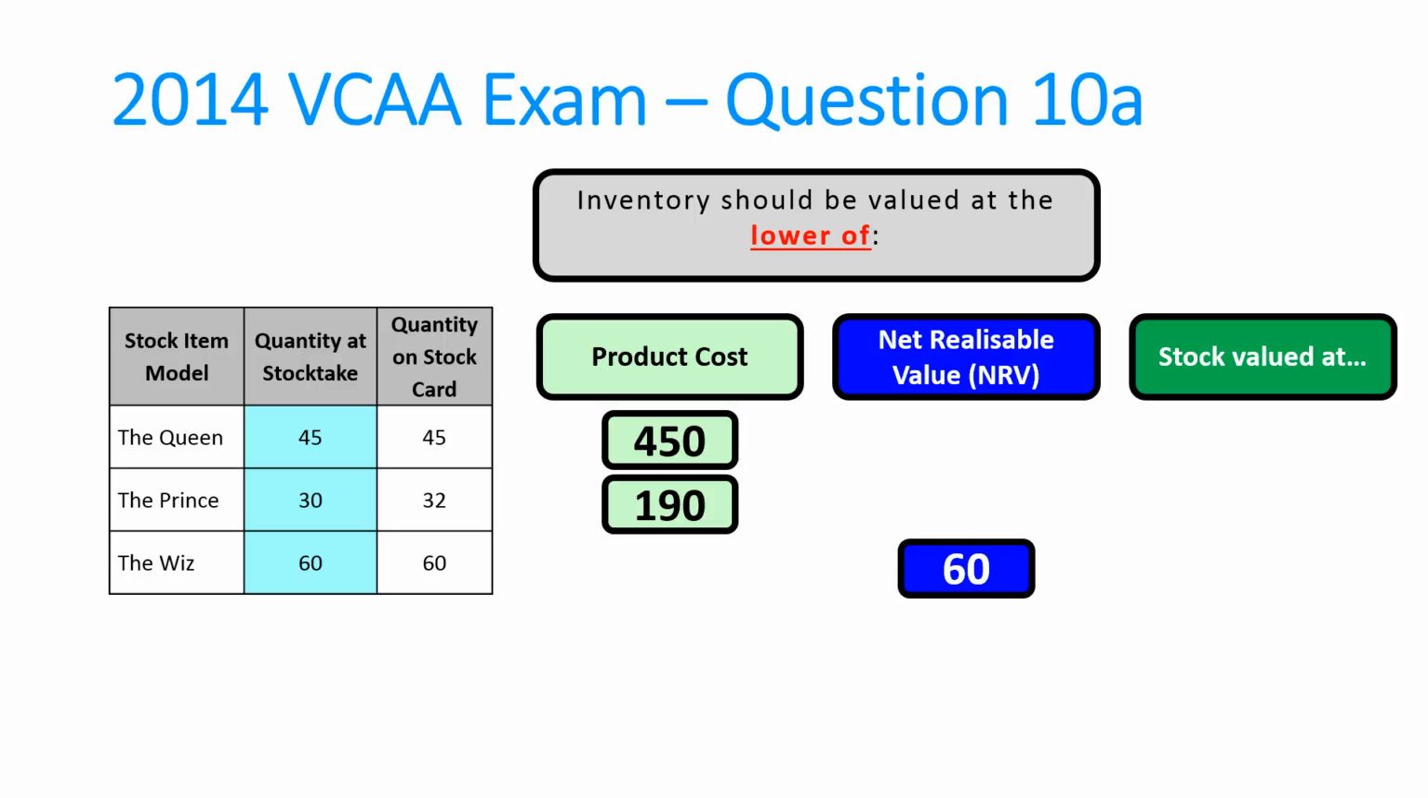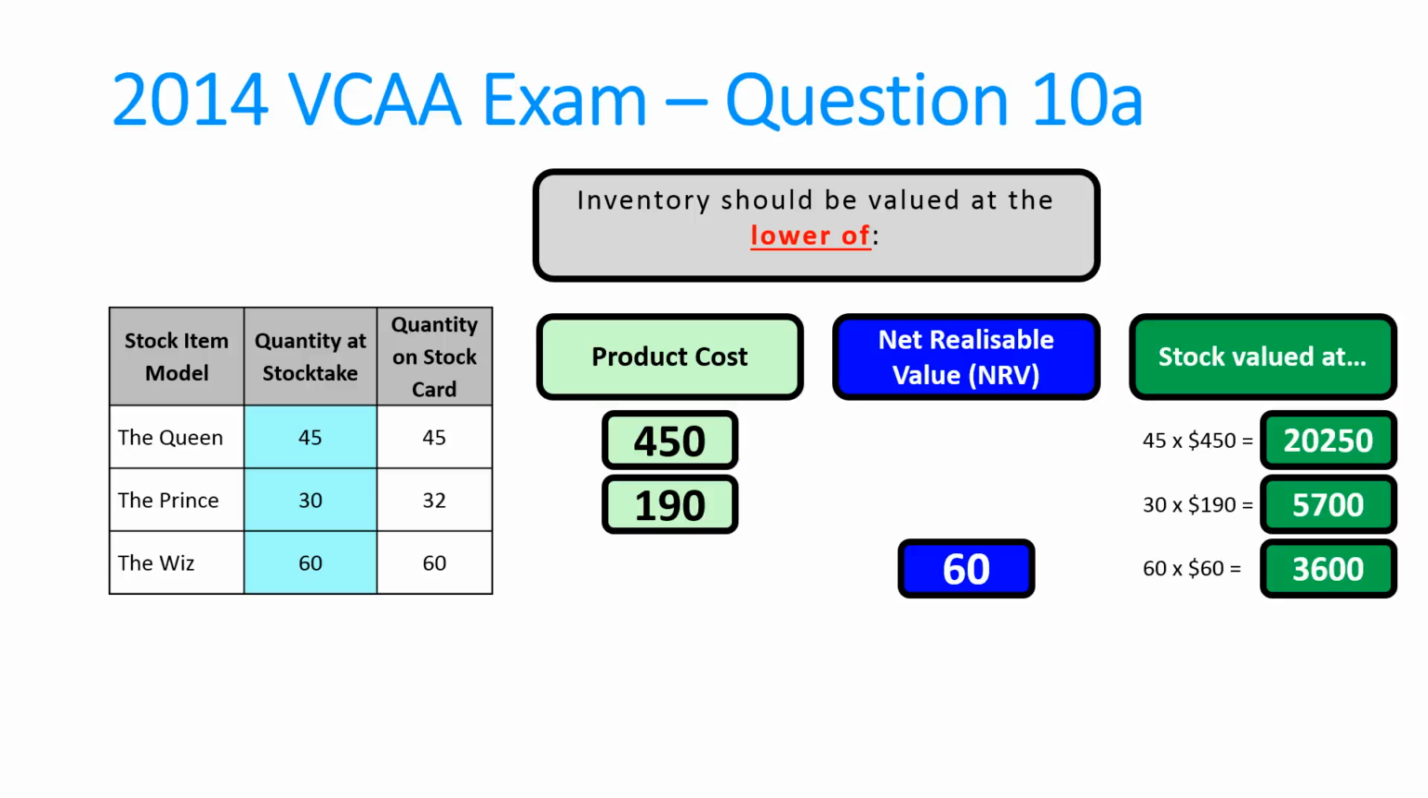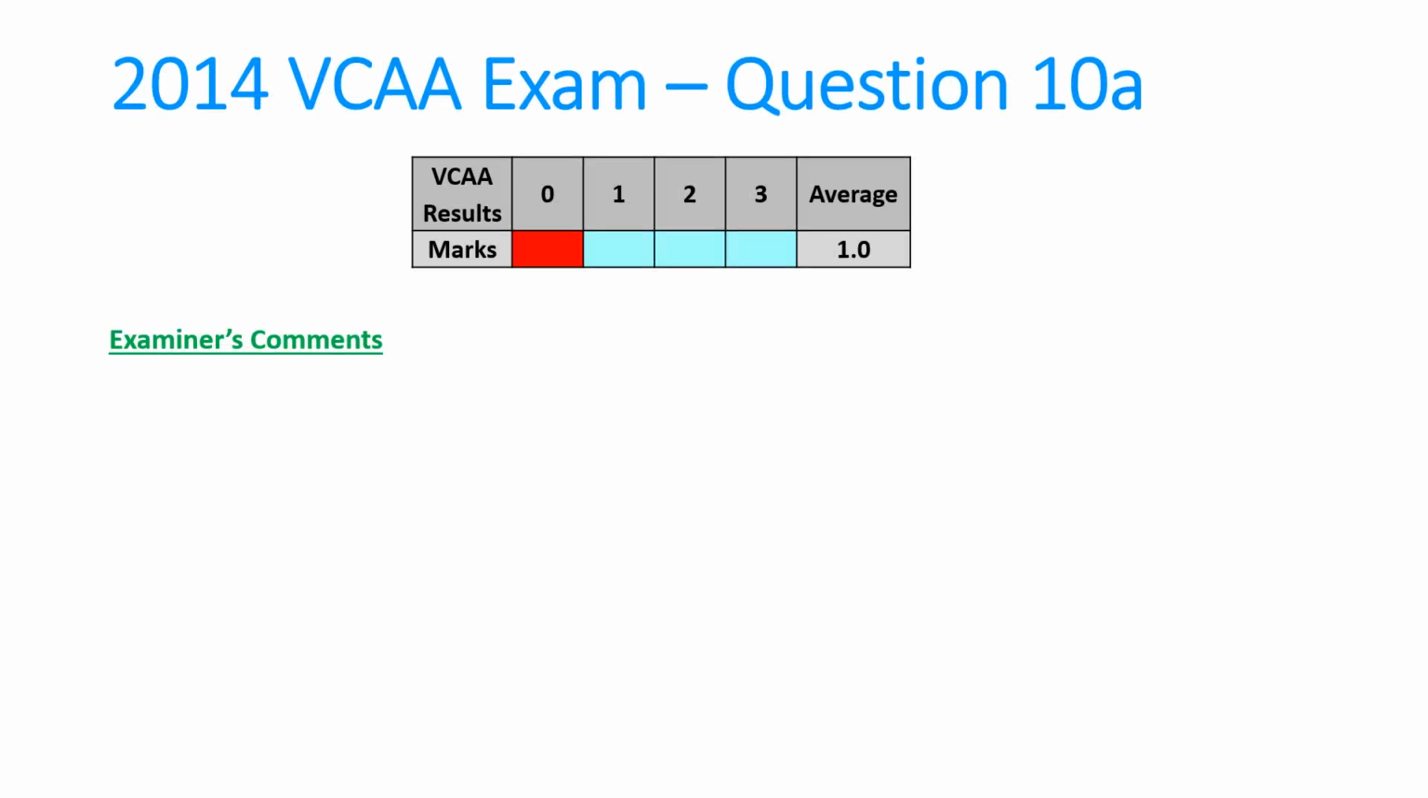So what I'll do is for the Queen, for example, I'll take 45 units at $450, which is $20,250. For the Prince, I'll take 30. So I'll use this number here, not this number here. And I'll value each one of those at $190 for a total of $5,700. And for the Whiz, I've got 60 units at the NRV of 60, which is a total of $3,600. And if I add that up, the answer I need for this question is $29,550 of total stock.